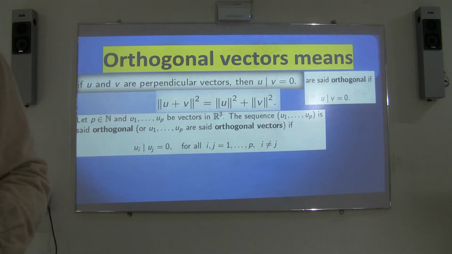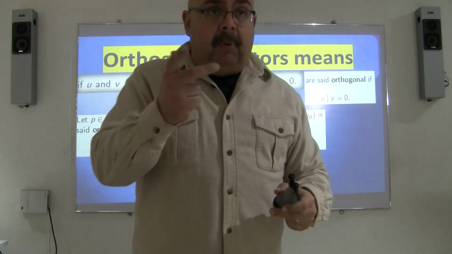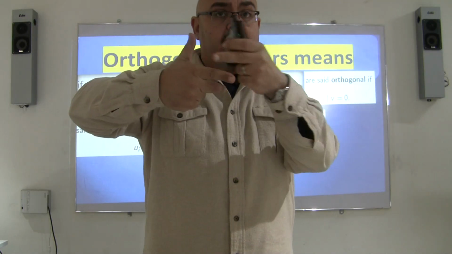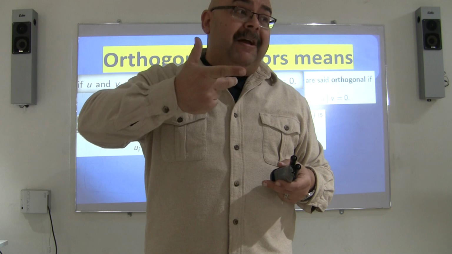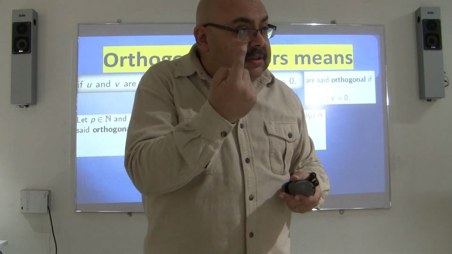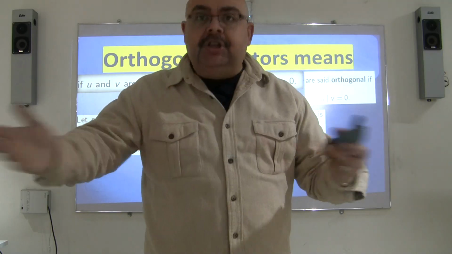Normal means the magnitude is equal to 1. So orthogonality and orthonormality both mean these vectors are orthogonal. But in orthonormal, the magnitude of these vectors is equal to 1. Orthogonality is the general case.